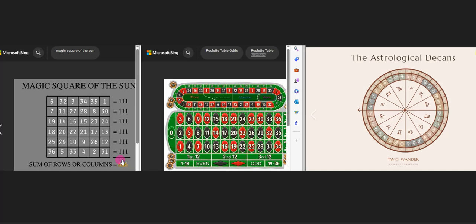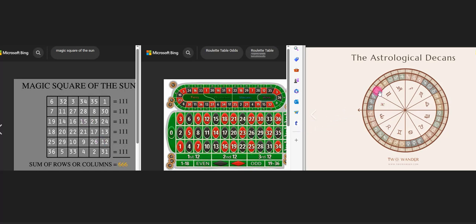Now, this magic square is also synonymous to the roulette table. The original roulette table had a single zero. So you can see how the numbers are set up on the table. I'm not going to get into that. You can look into that. There's a definite correlation between roulette and the magic square of the sun.